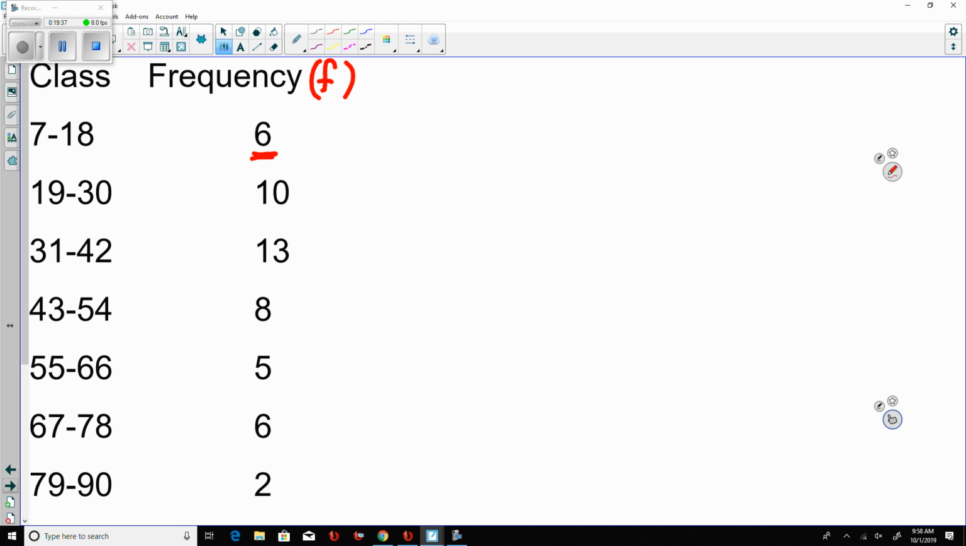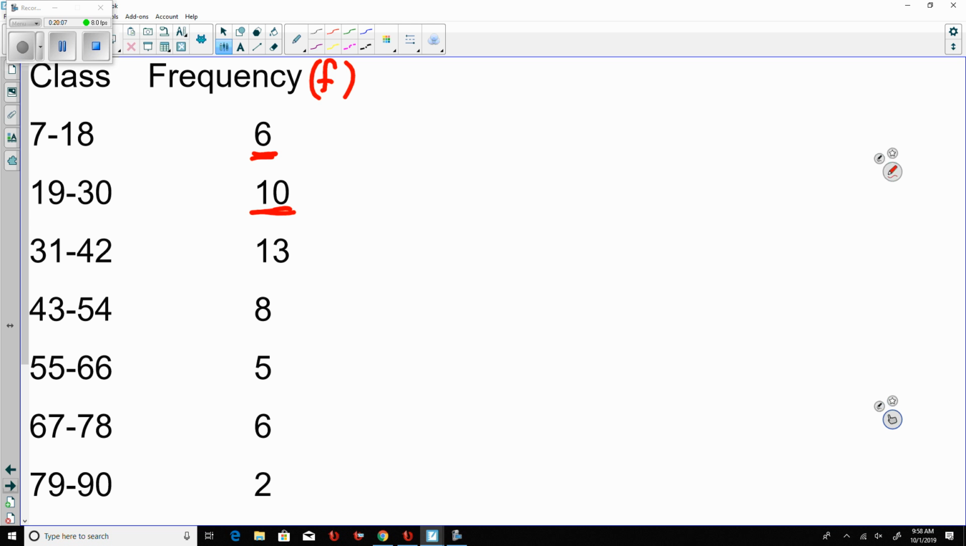We'll just look at the first number, 6. You know that there are 6 pieces of data between 7 and 18. You could have 1 seven, 2 fifteens, a 16, and 2 eighteens. You have no idea. The 10, what does the 10 mean? That there are 10 pieces of data between 19 and 30, that fall in that class or interval. That's all you know.